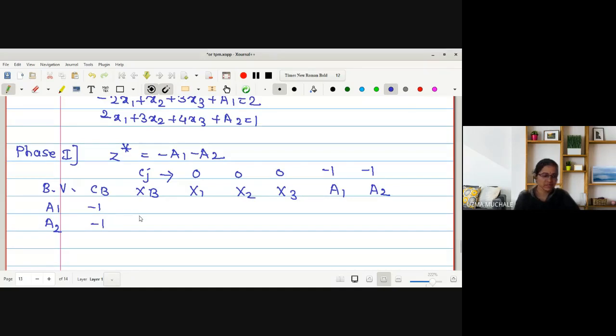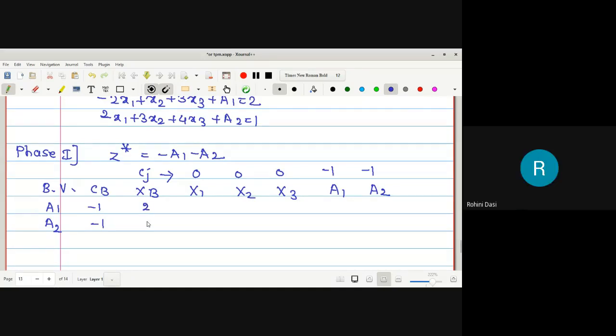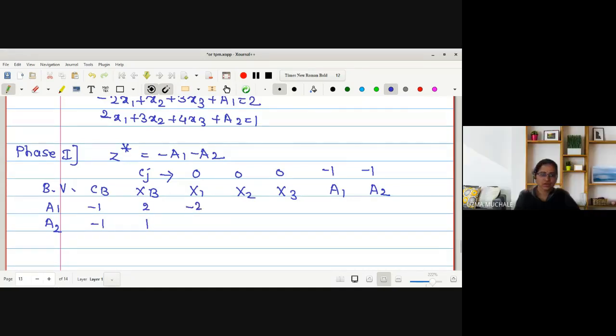What is my XB? 2, 1? Yes, ma'am. X1 minus 2 plus 2. This is 1, 3, 3, 4, 1, 0, 0, 1. Good. Now we will write Z star. What is Z star? CB XB: minus 1, minus 2, minus 2, minus 1, minus 1, minus 1. This is minus 3. Right.